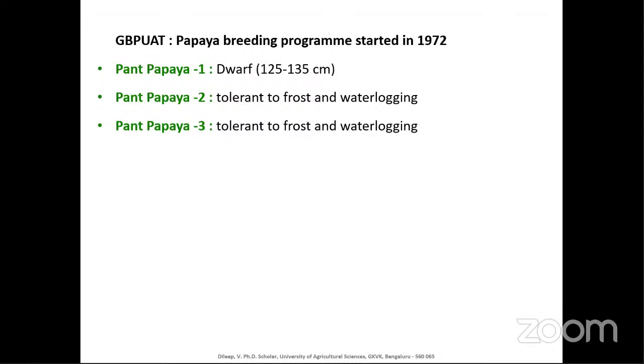It is actually a non-traditional area, Pant in Uttarakhand. So why did they develop these varieties? We know that papaya is susceptible to waterlogging and also frost, since it is a tropical crop. So they developed varieties suitable for growing in that area and undertook the breeding programs there. Among them they got two varieties, Pant Papaya 2 and 3, which are tolerant to frost and also waterlogging.